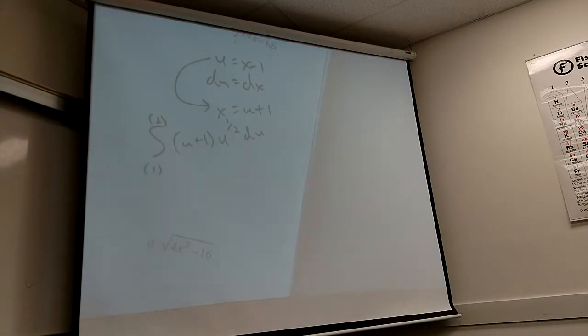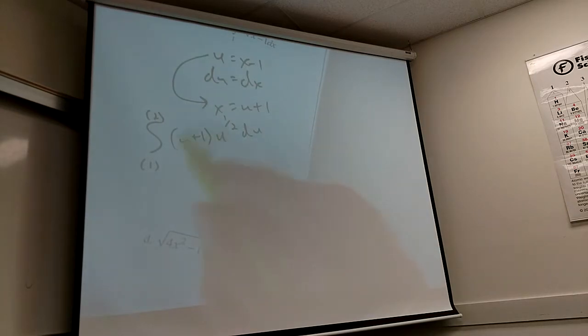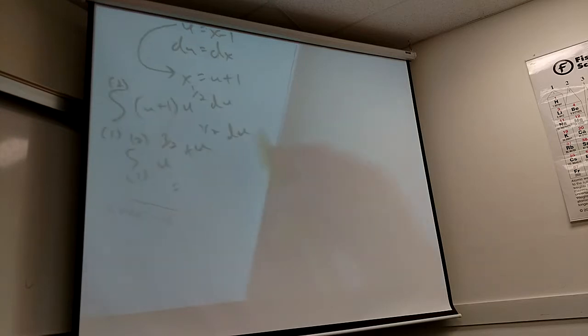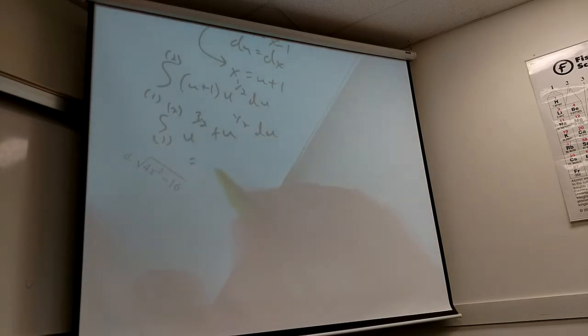That cool? I like it. And then you distribute the u to the 1/2. So you get u to the 3/2 plus u to the 1/2. And when you integrate that, what do you get? Careful. Integrate. u to the 3/2 plus 1 is 5/2 with a 2/5. 1/2 plus 1 is 3/2 with a 2/3.